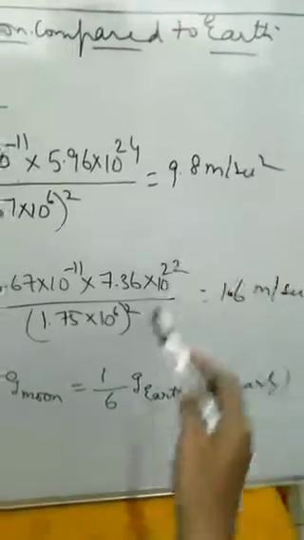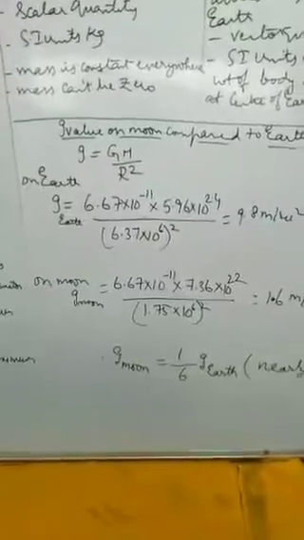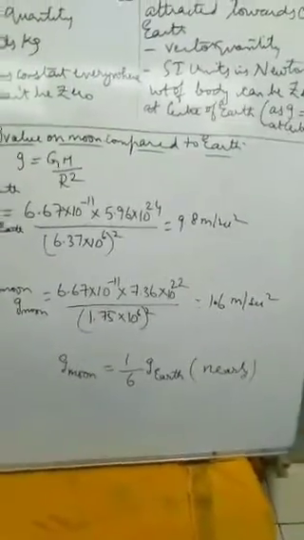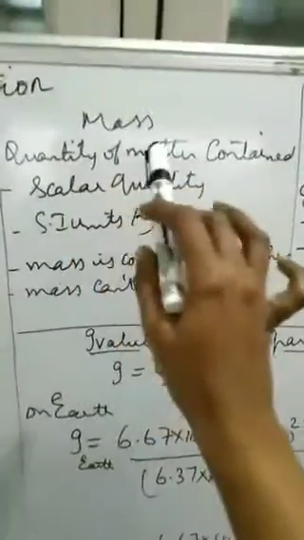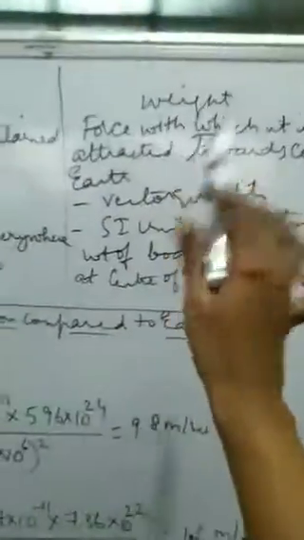1.6 is 1 by 6th of that 9.8 meters per second square. This value is very, very important in doing our numericals. Let us see the important concept, the difference between mass and weight.